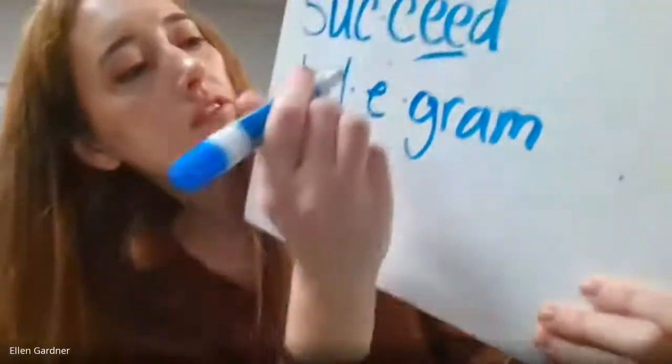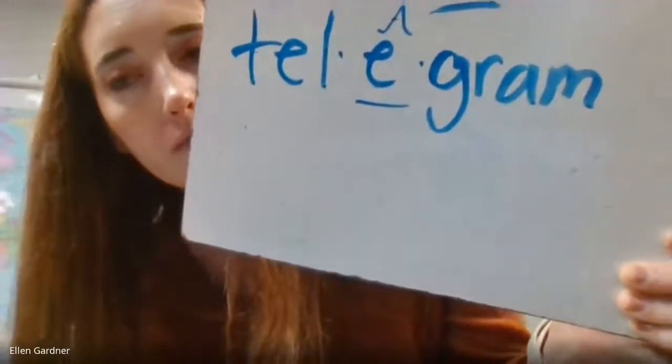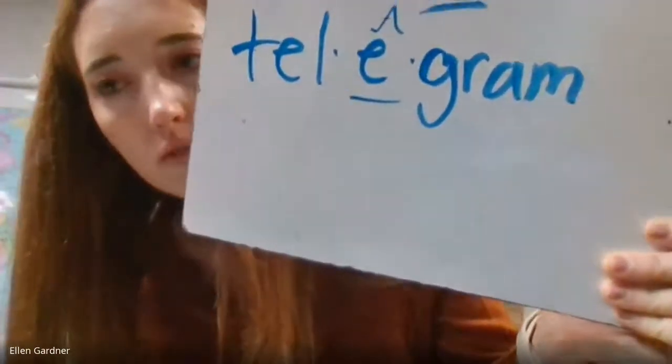Telegram. E does not say its name because it's in an unstressed syllable. That's the only marking, though. Everything else is basic code.